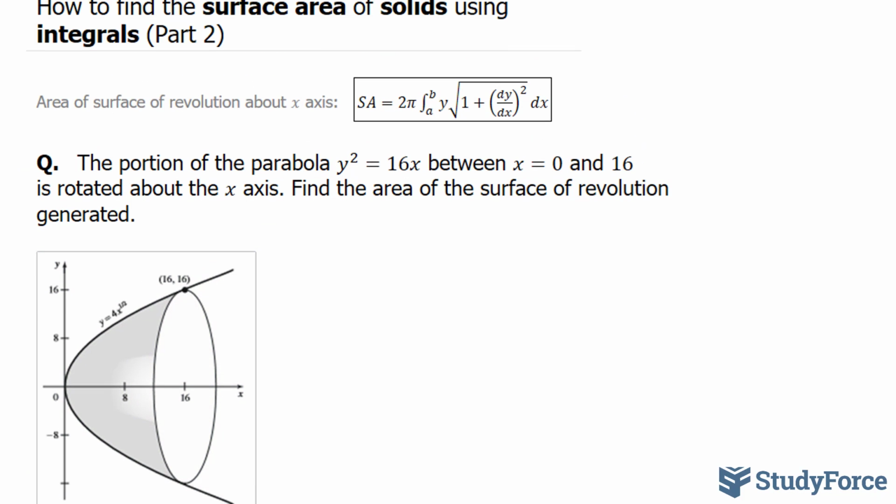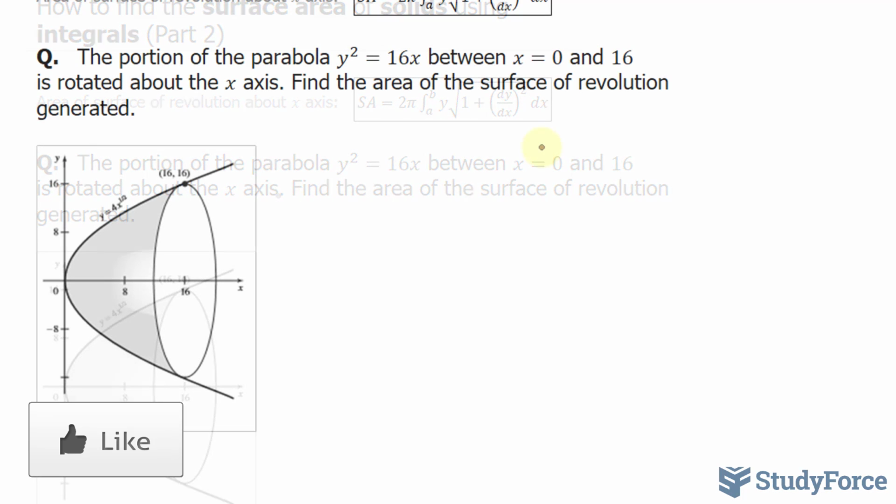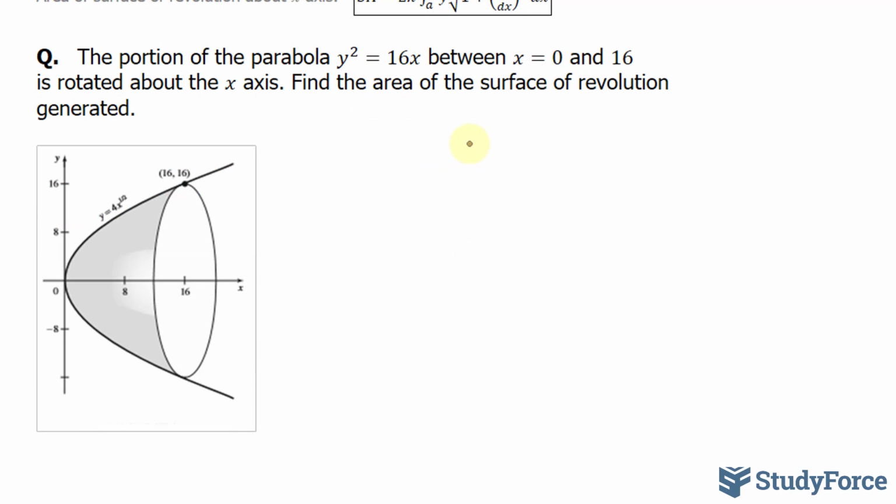Since it's being rotated about the x-axis, we need to take this equation and solve for y. That way it's exclusively in terms of x. So let's start by solving for y. We get y squared is equal to 16x. That's our original function. Square rooting both sides, we end up with y is equal to the square root of 16x. The square root of 16 is plus minus 4, and the square root of x is simply that. So now we have our function exclusively in terms of x, and we've done that by solving for y.